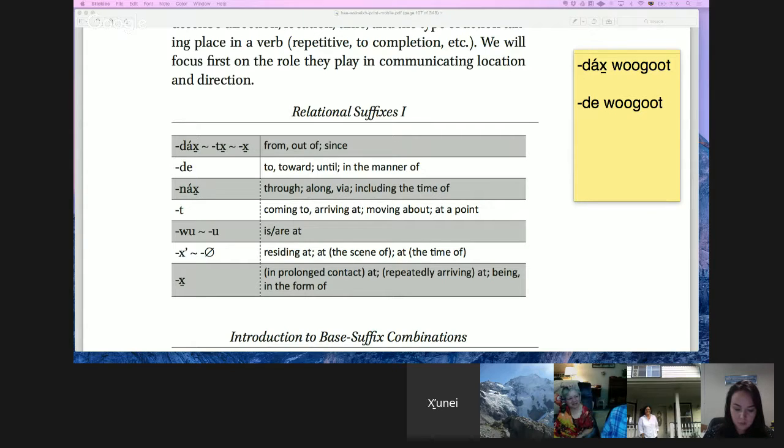Okay, so nach is through something, or along, or via, or including that time of. This one is a little bit interesting. Mostly it means through, but it could also mean along. And these can pair with other things, like we'll see kanach quite a bit, which can mean going over the top of the water. Kanach could also mean going over, like the cow jumps over the moon. So it could also be over.